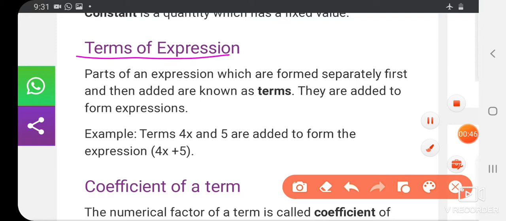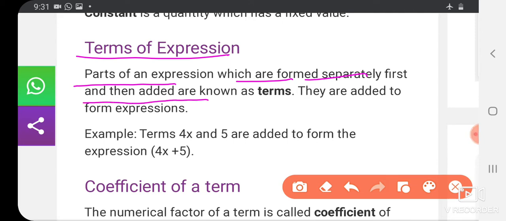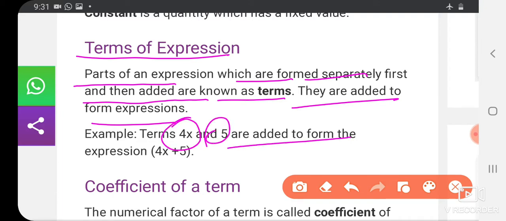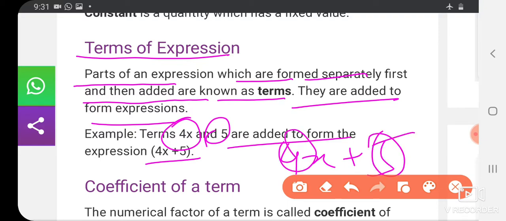So what is the term of expression? Parts of an expression which are formed separately first and then added are known as terms. Okay, I will give you an example, then you will understand. For example, suppose two terms 4x and 5 are added to form an expression, or it can be subtracted also. I can add one thing, that 2x plus 5, here this is a term and this is a term. If we join two terms with a plus or minus sign, it becomes an expression.